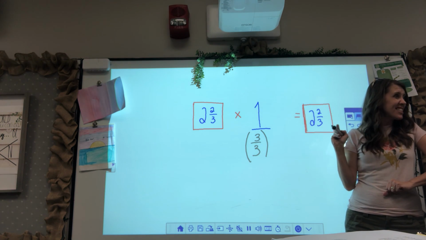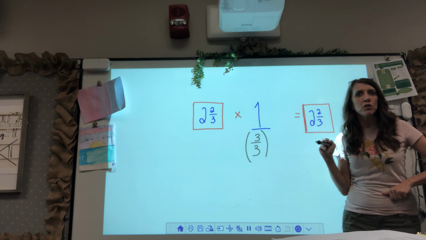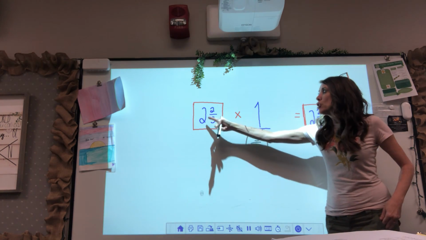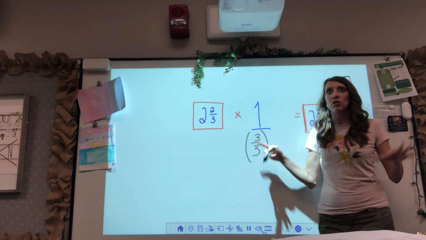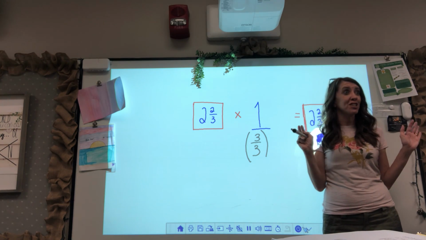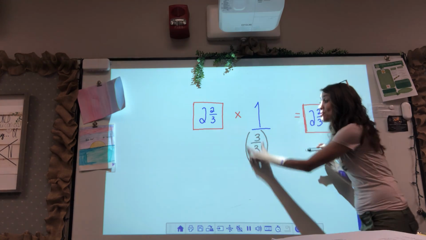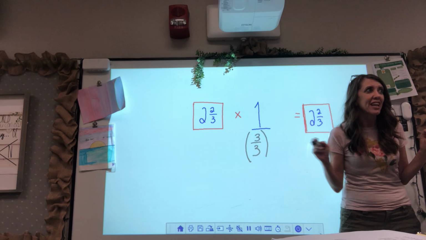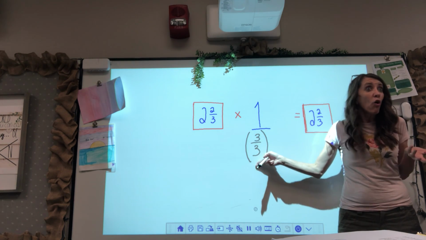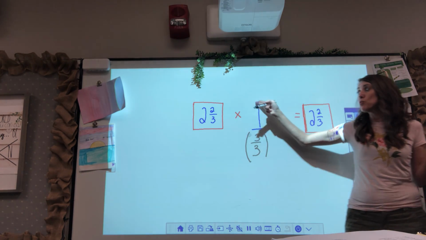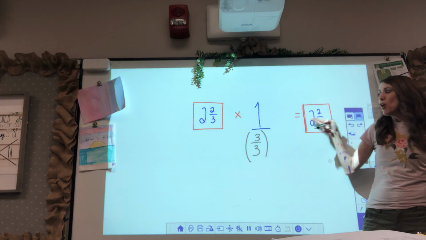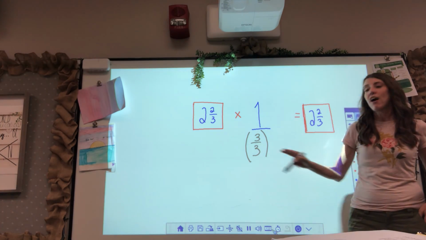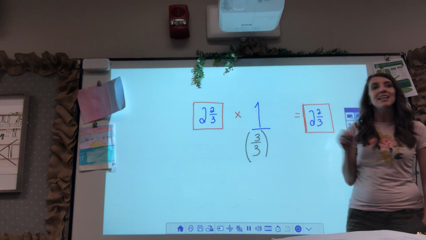Does that make sense? It looks really complicated, like if you were doing your Iowa testing and you saw 2 2/3 times 3/3, oh my goodness, I don't know how to multiply fractions. But you do, because this really isn't a fraction. It could also be a whole. Any number times 1 equals itself. Give me another example of what you could use here that is going to equal itself.